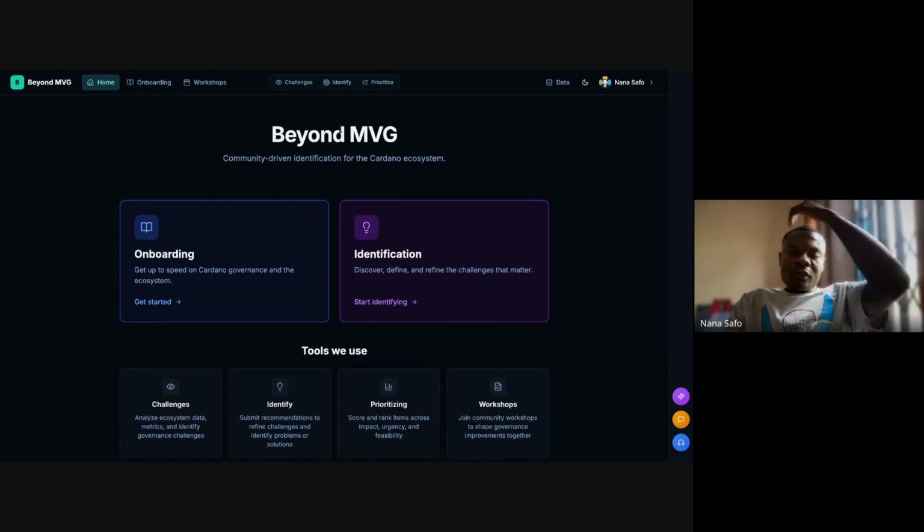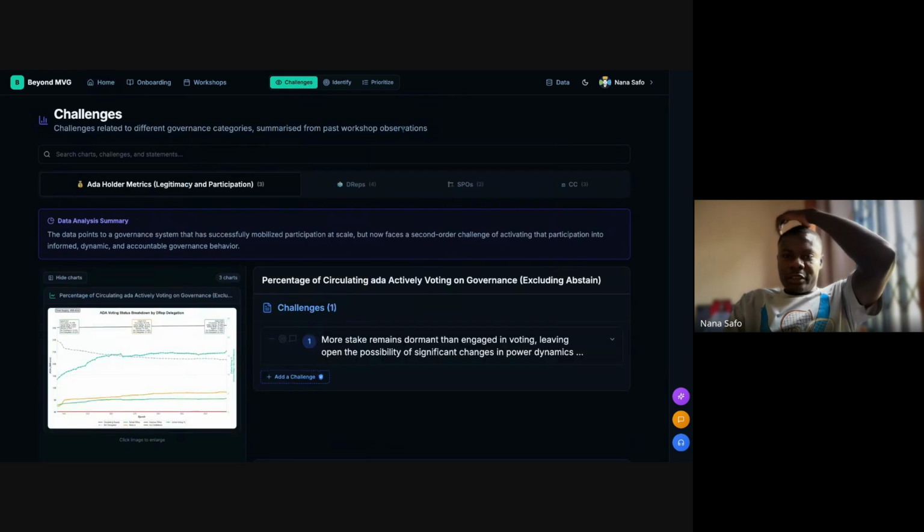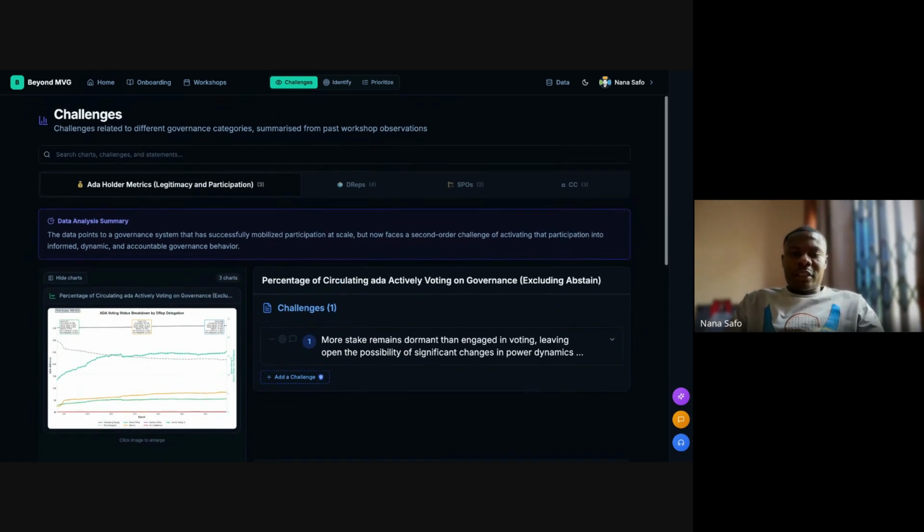So we'll start off. I would like us to start off from looking at some challenges that have been identified so far. And if you click on challenges, you realize that the key governance actors we know so far are just about 4, which is either holders, DReps, SPOs, and then constitutional committee members.